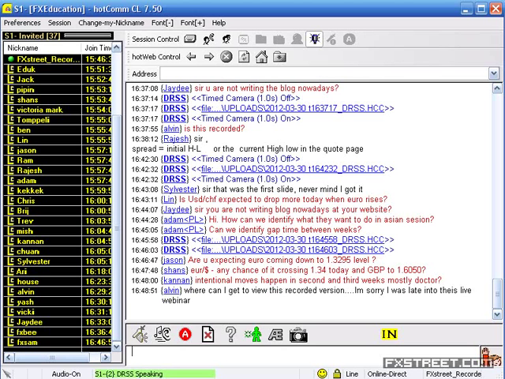Then Shan asks, Euro dollar, any chance of it crossing 1.34? Yeah, Euro is expected to rise above that. GBP is also expected to go above 60.50 today.